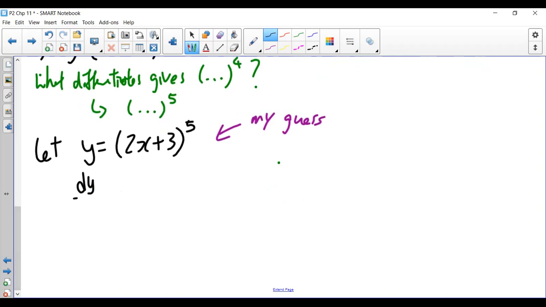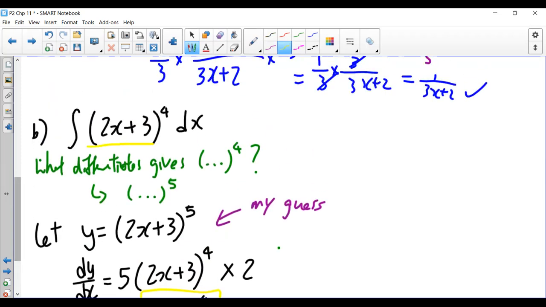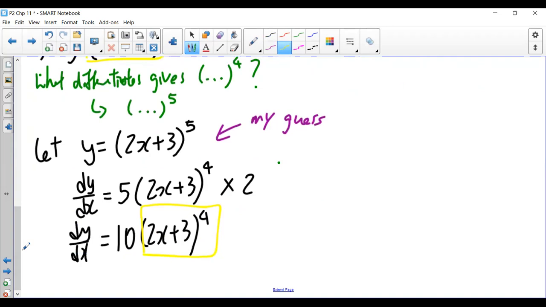So let's differentiate dy by dx. Chain rule again, power 5 first, from the outside to the inside. Differentiate the outside, power 5, so 5, 2x plus 3 to the power 4. Times, don't forget the inside, like the onion, will make you cry, 2x plus 3 is 2. So therefore, it's 10 bracket 2x plus 3 to the power 4. So is my guess completely wrong? No, because my 2x plus 3 to the power 4 is matching with the question. The only difference is the coefficient. So this step is to verify it.